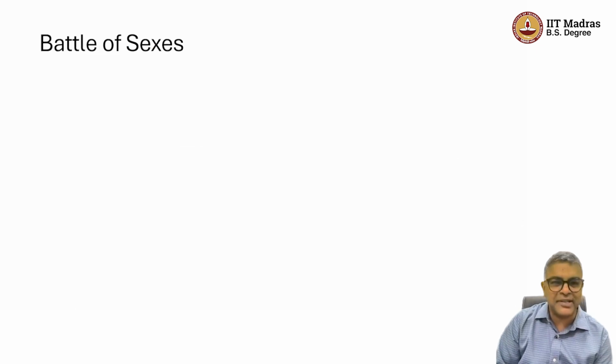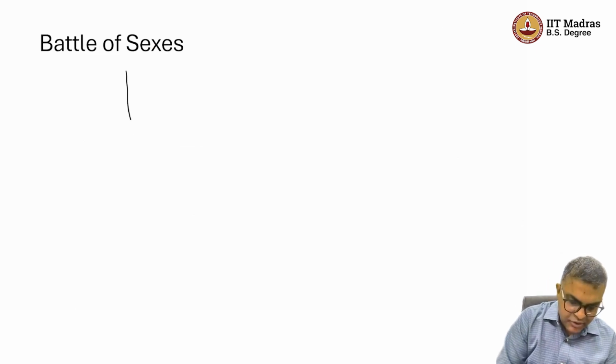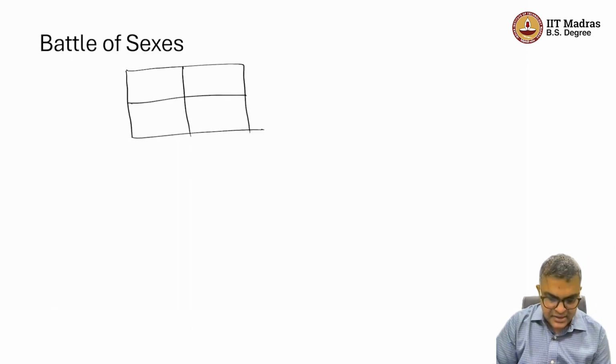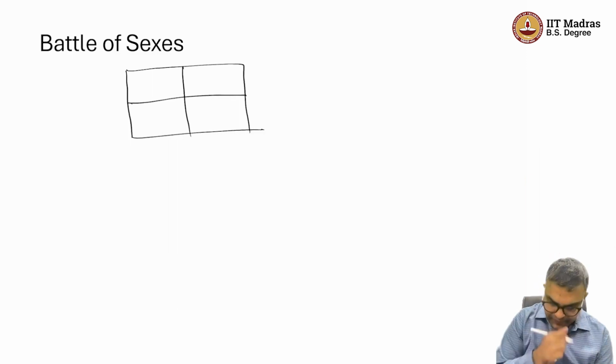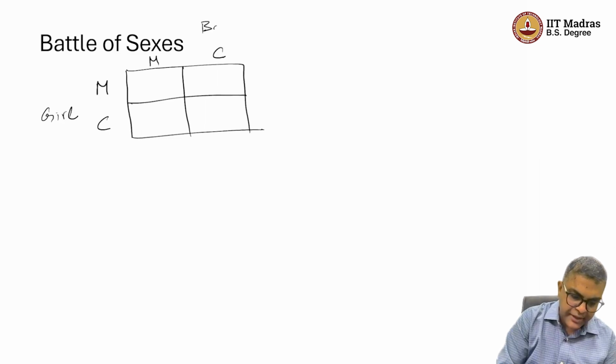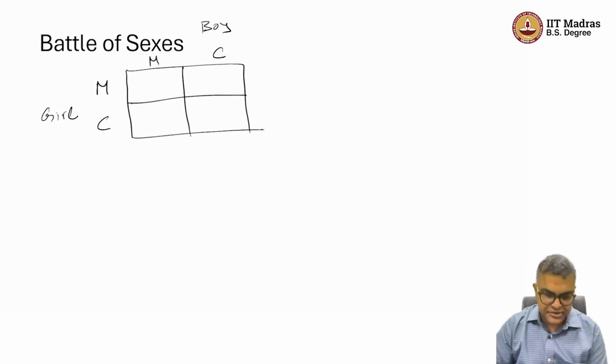Let us look at another game. I do not remember whether I talked about battle of sexes or not. Here, let us say a boy and girl meet on a bus and they decide to meet again in the evening. They can go for either a movie, or they can go to a place where they can watch a cricket match. We can put girl here and the boy here. These are the two options they have.